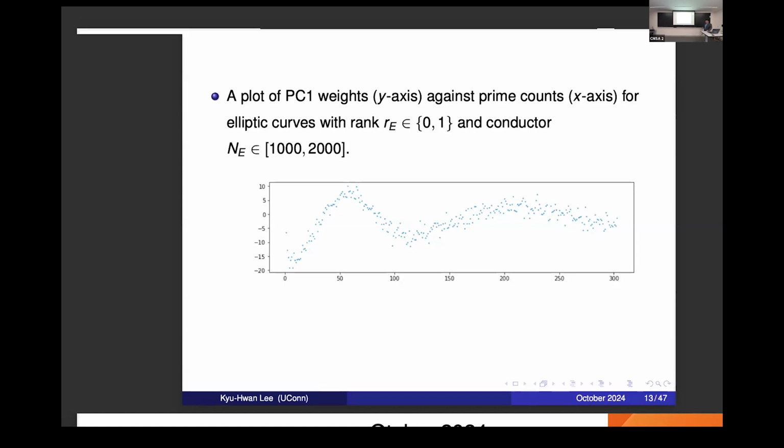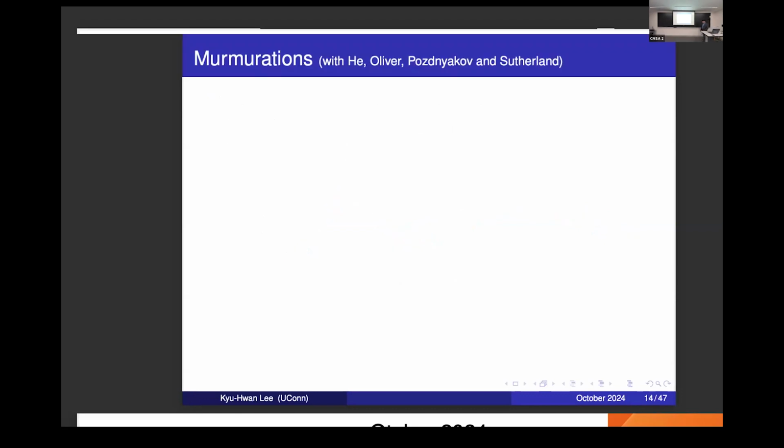So all these machine learning experiments eventually led to the discovery of murmuration. Your point is, we did all kinds of machine learning experiments, including PCA and supervised learning classification, and we could find murmuration. While we were doing these machine learning experiments, I asked Alexei Pozdnyakov, at the time an undergraduate sophomore, to analyze the machine learning results.